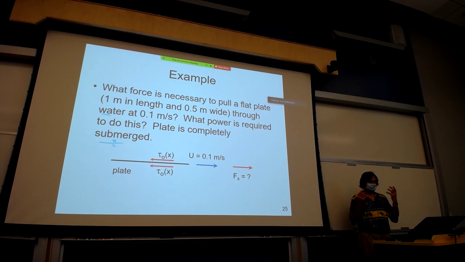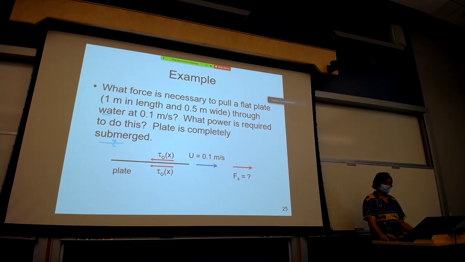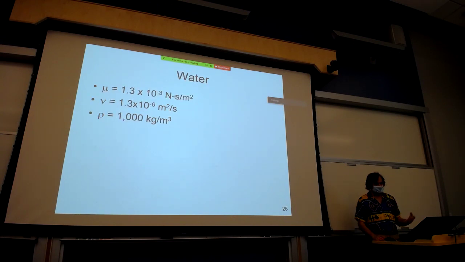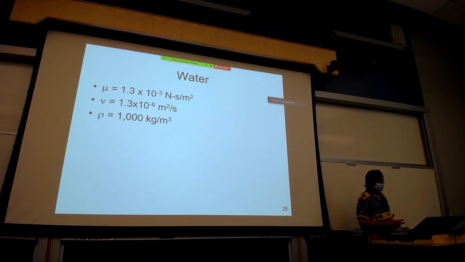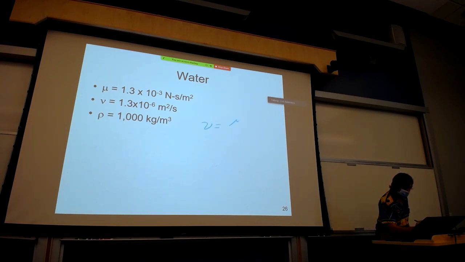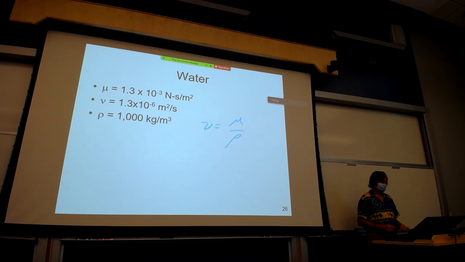That force and this velocity are creating shear stress on both sides of this plate. In some problems you have to recognize that only the bottom side of the plate is submerged, for example, the bottom of a barge. So always be careful that you know what they're asking for when they ask you about these shear stress problems. We know we have water. I went to the back of my book and looked up these water properties: the viscosity, the kinematic viscosity, and the density. And remember, nu is equal to mu over rho. So you see how everything works together and that all the dimensions are consistent.